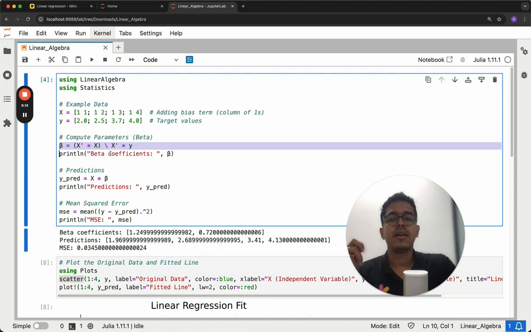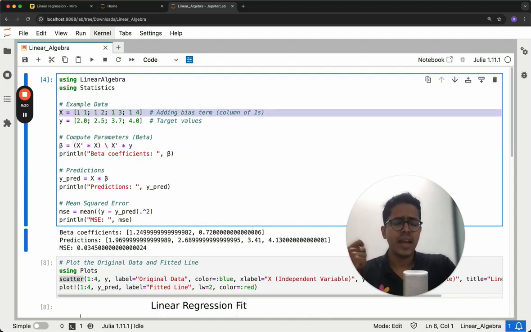But if you can implement this equation as a matrix calculation, and if you can have the input x with ones appended in the first column, I think you can calculate even without the help of any linear regression package. You can calculate these predictions.